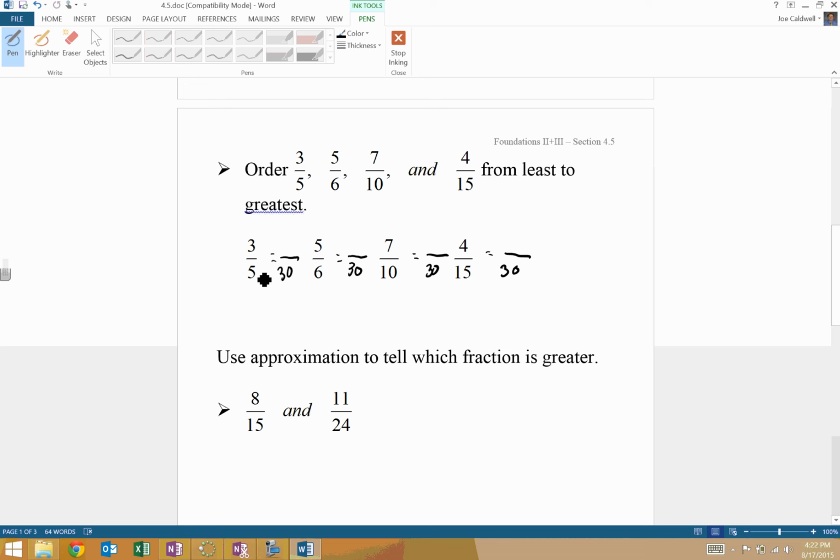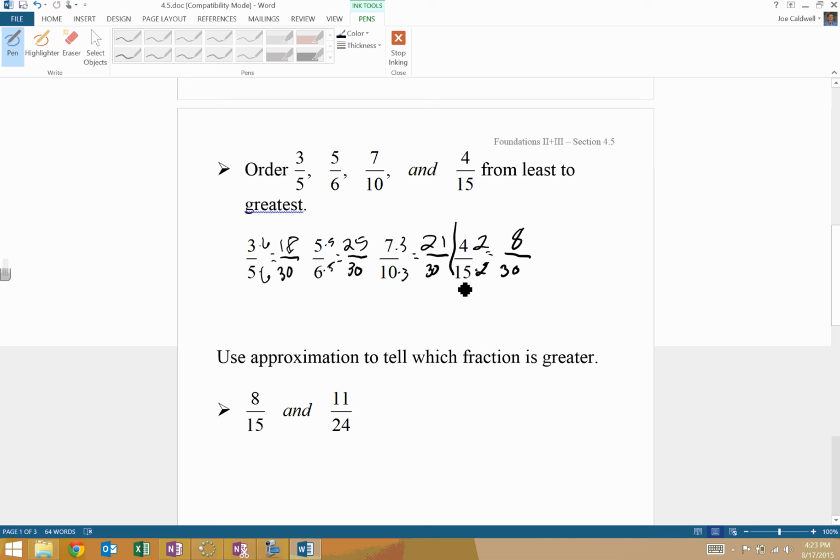How do I get to 30? 5 times 6, top and bottom. 6 times 5 times 5. 10 times 3, whatever you do to the top, you have to do to the bottom, and times 2. Okay, now we write the original fractions up here, but now I have 18/30, 25/30, 21/30, 8/30. So it's easy to tell here.